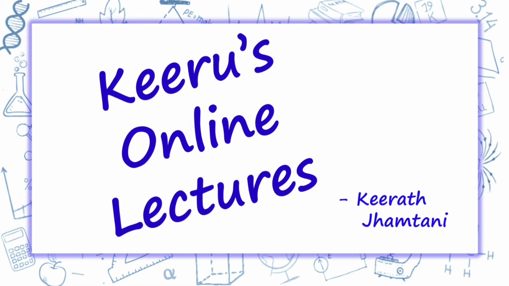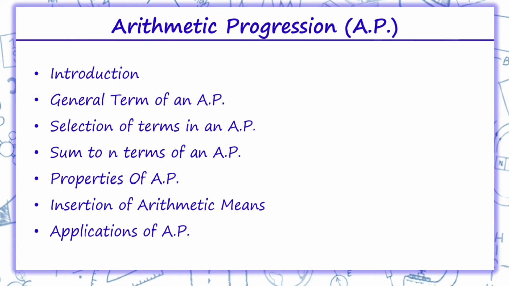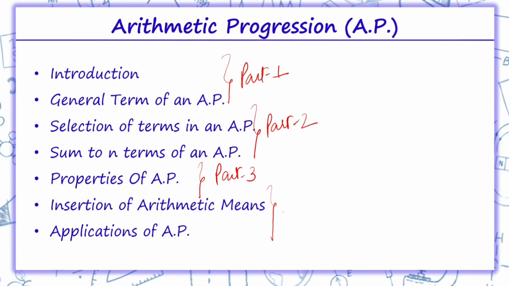I am Kiraj Jhamtani and today's topic is Arithmetic Progression Part 4. In Part 1 we studied Introduction and General Term of the AP. In Part 2 selection of terms and sum to n terms of AP was studied. In Part 3 we studied properties of AP. Now in this video, we are going to study how to insert arithmetic means between two numbers and some questions which are related to AP.